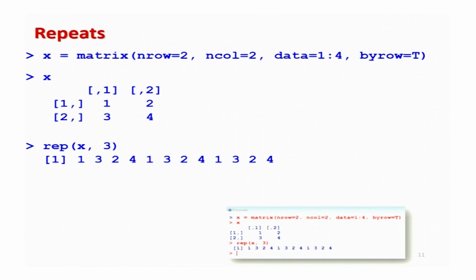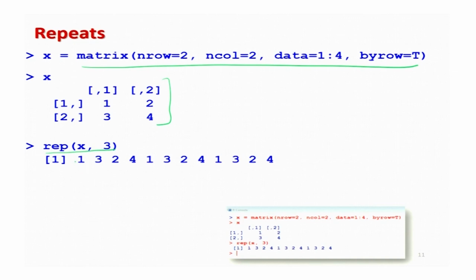Now I take one more example where I consider a matrix of order 2 by 2 in which the data is 1, 2, 3, 4 and the observations are arranged by rows. You already have learned the matrix operation. So the X matrix looks like this. Now in case you use the command rep x, times 3, the way it is going to work is very different. So you have to understand that.